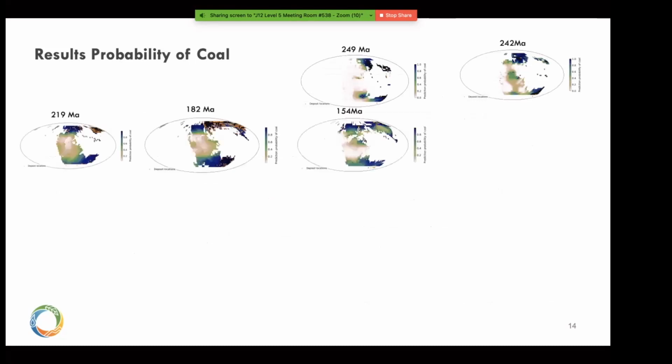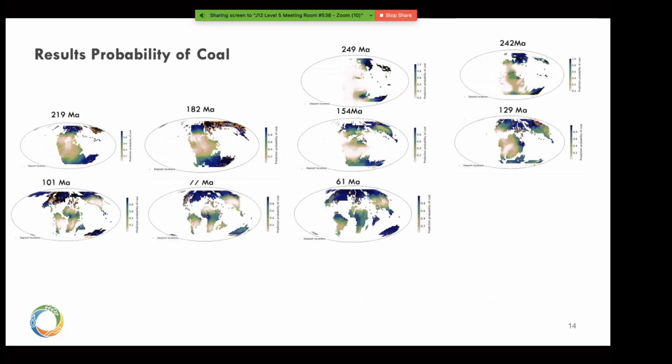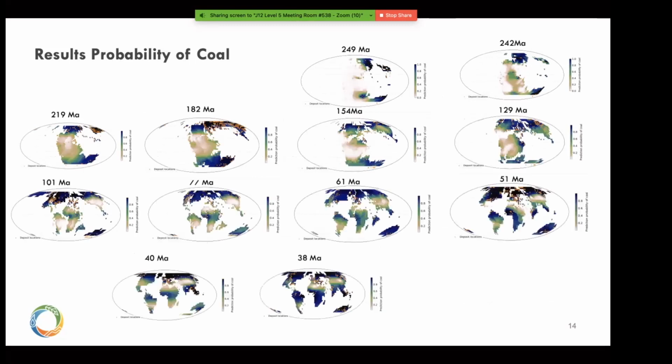I'll just go back. So on there, this is the probability of finding coal, for example. And you can see that you had much more probability, interestingly, of finding it at the poles, which I'll come to in a minute.